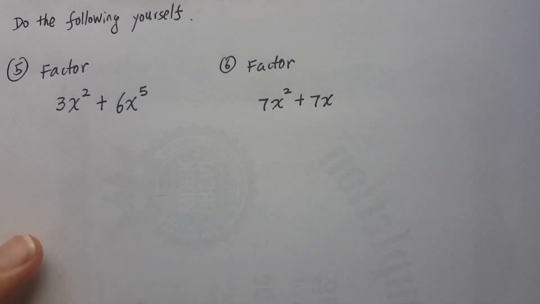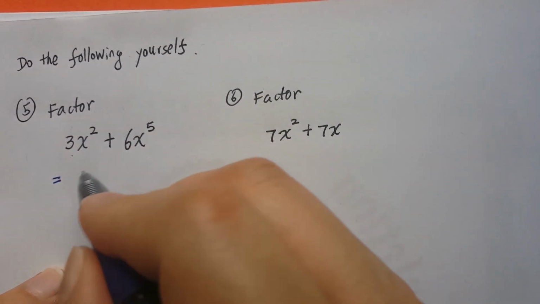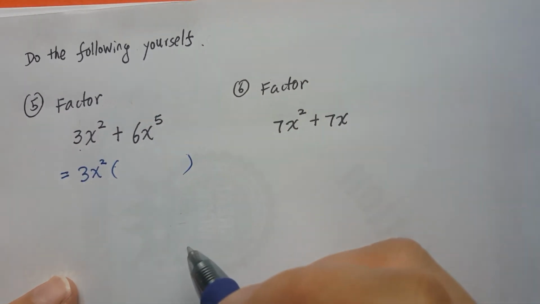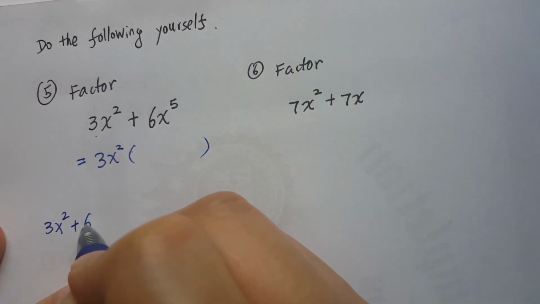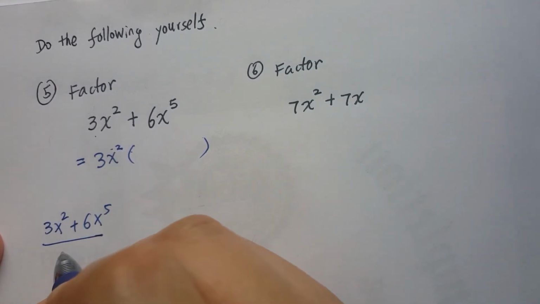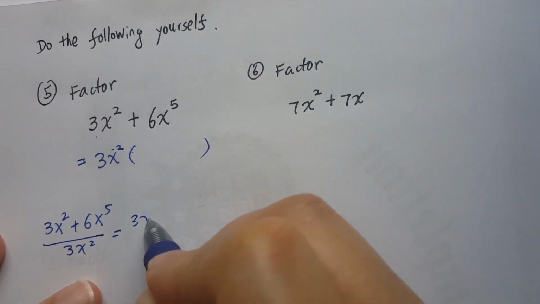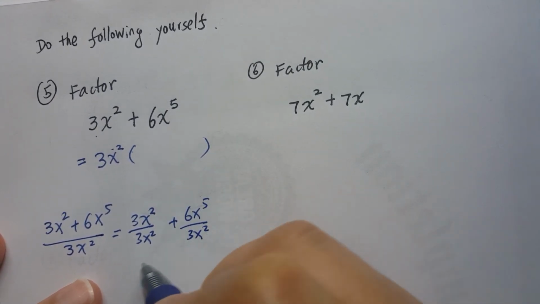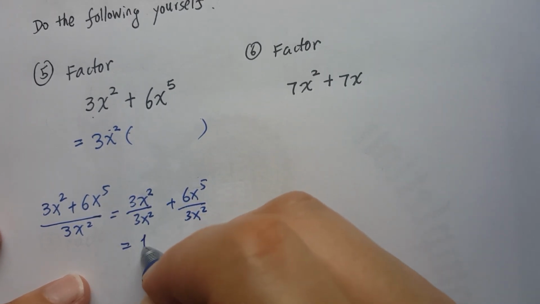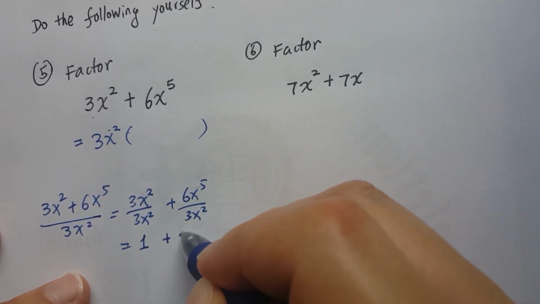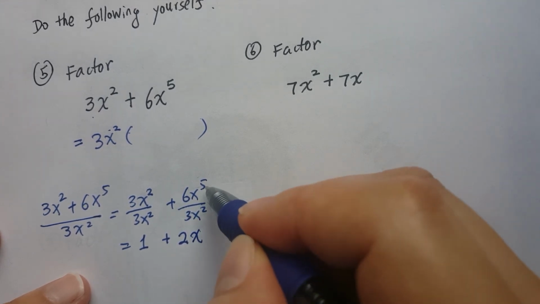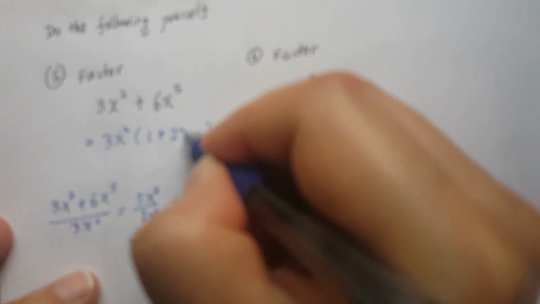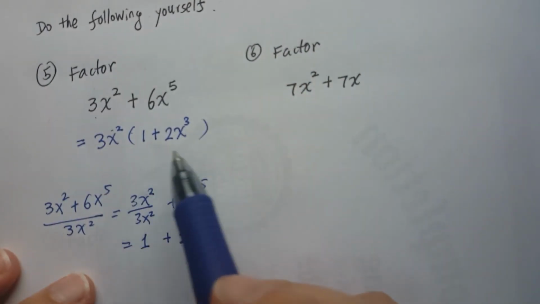All right, let's go over number 5. So we can see 3 and 6 have 3 in common. x squared, x fifth. x squared is the lowest exponent. So now we're going to do 3x squared plus 6x fifth divided by 3x squared. So each divide by 3x squared. Now 3x squared divided by 3x squared is 1 because it's the same. So now 6 divided by 3 is 2. And then we subtract exponents. So 5 minus 2 is 3. So the other factor is 1 plus 2x cubed. So we finished. This is the answer.